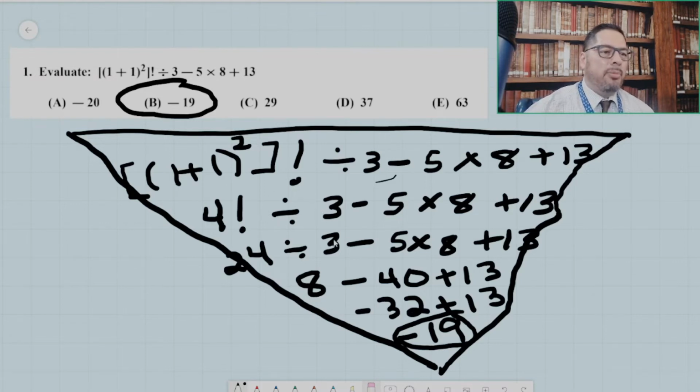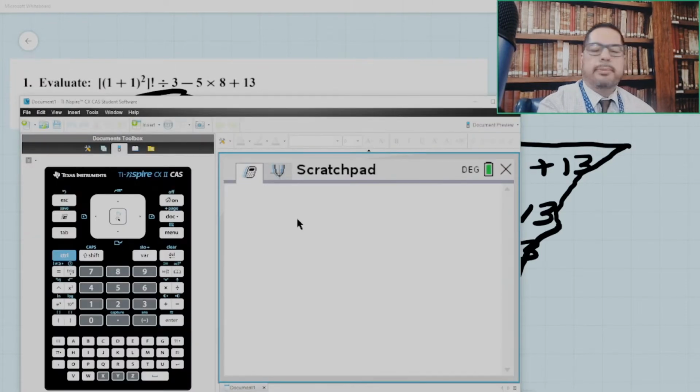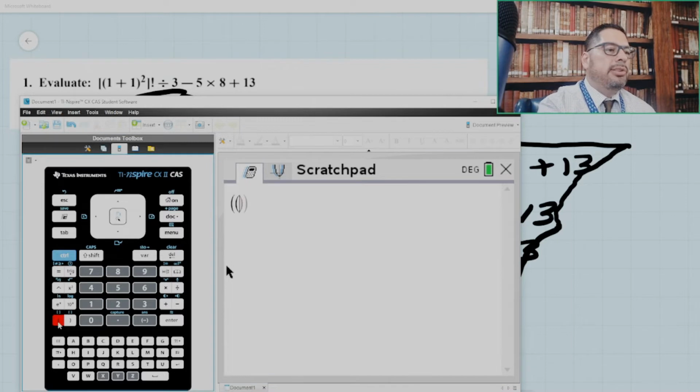So let's go ahead and take a moment. It'll be an interesting exercise to use our calculator. In particular, we'll see where that factorial button is on the TI Inspire. All right, so we'll go to the scratch pad, and we're going to put in our expression. Now, the square brackets usually means you're going to enter some sort of matrix onto the TI Inspire. So I just use 2 sets of parentheses.